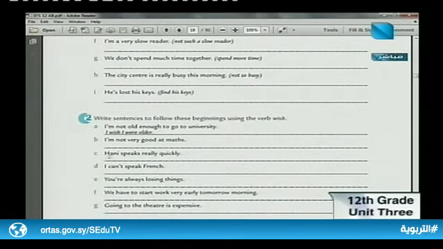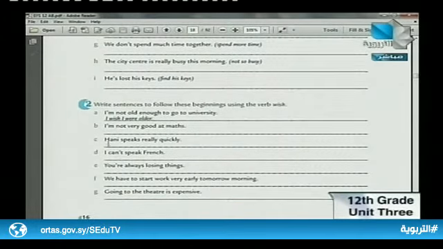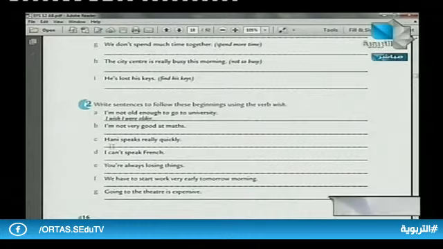Hani speaks really quickly. I wish Hani... We could do it many ways. Let's say, I wish Hani spoke slower, or I wish he wouldn't speak so quickly, or didn't speak so quickly. All these answers are correct. Or I wish he would speak slower. Four answers are accepted. Yes, thank you.